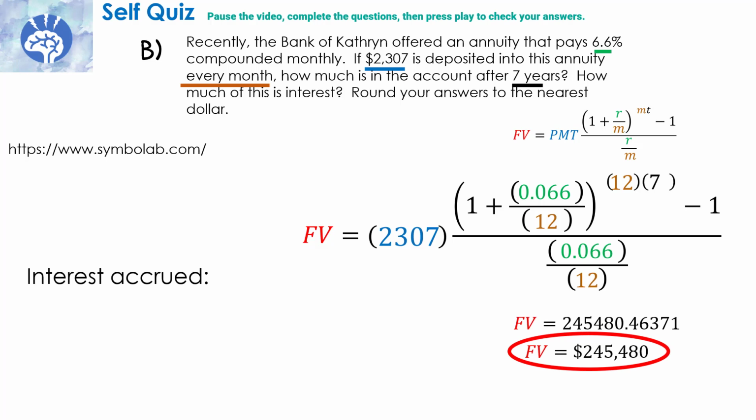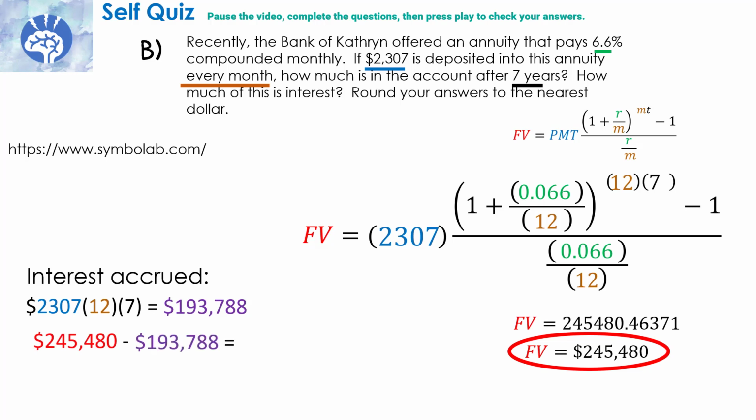How much interest is accrued? Well, first, we need to figure out how much we put in. So $2,307 times 12 months times 7 years, $193,788. That's how much we invested. We're going to take our future value minus how much we invested. That means the interest accrued is $51,692.